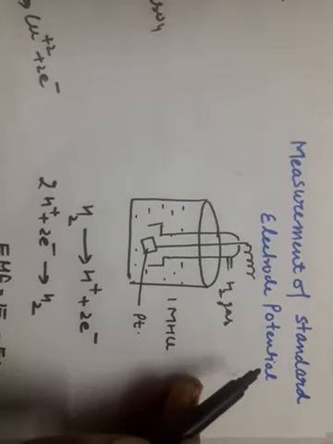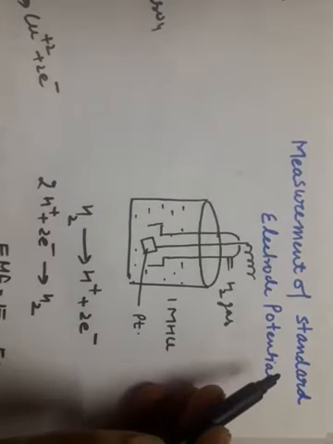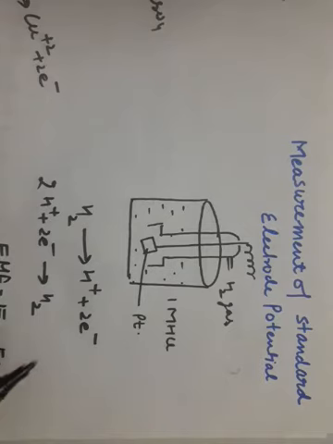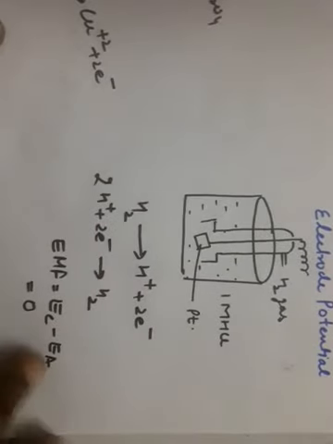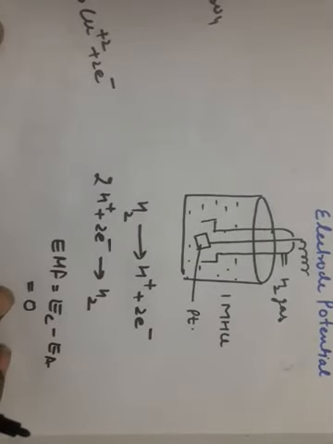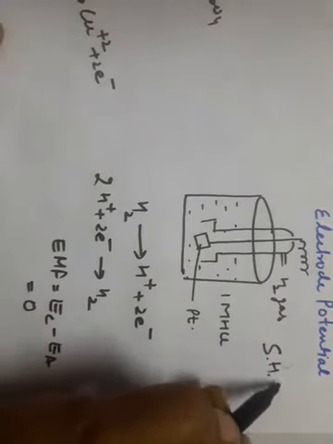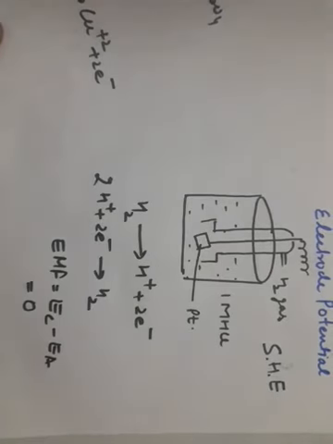Students, in our previous lecture, we have studied why we take hydrogen as a standard electrode. The answer is because hydrogen has equal tendency to lose or gain the electron. So its EMF is 0 and we take hydrogen as the standard hydrogen electrode, and it is represented as SHE, standard hydrogen electrode.